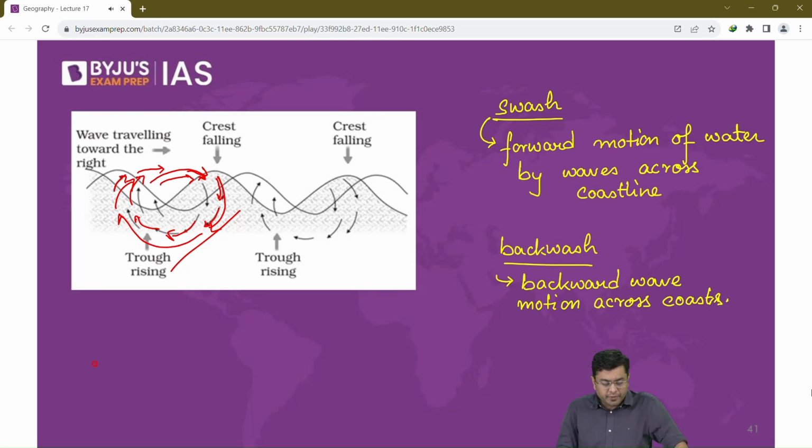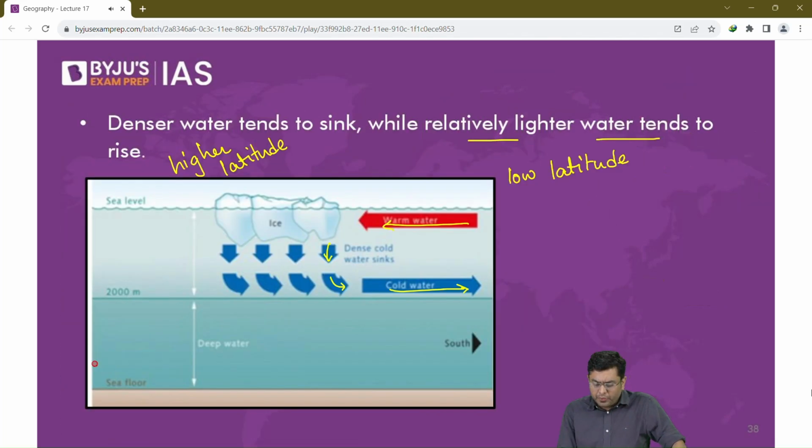Okay? So that is where we'll restrict the session here today. Tomorrow we will continue further and we will finish the portion of oceanography possibly tomorrow. Okay? So that is the aspect. And now let us take a few questions.